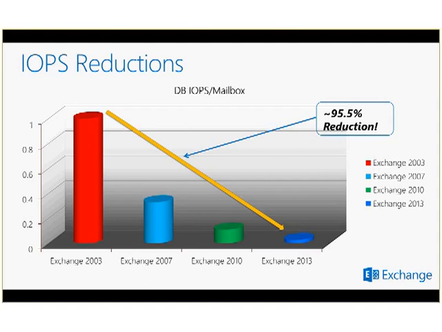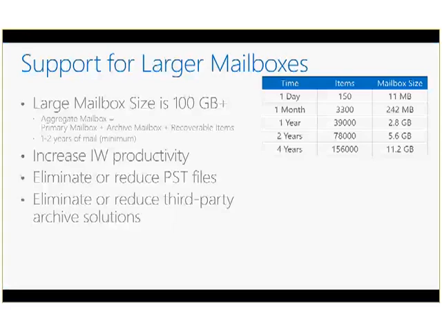All right, and what does this allow us to do? Huge mailboxes, right? Large mailbox size to Microsoft is something 100 gigabytes or larger. That's what we consider a large mailbox. And that's an aggregate, right? So that's your primary mailbox plus your archive mailbox plus recoverable item space. 1 to 2 years of mail minimum, somewhere in there is what we expect to see. The chart on the right-hand side, I believe, was a 75 kilobyte average message size. You can start to see how much mail 100 gigs really would be.